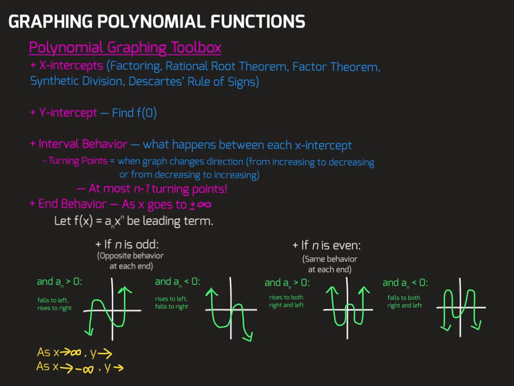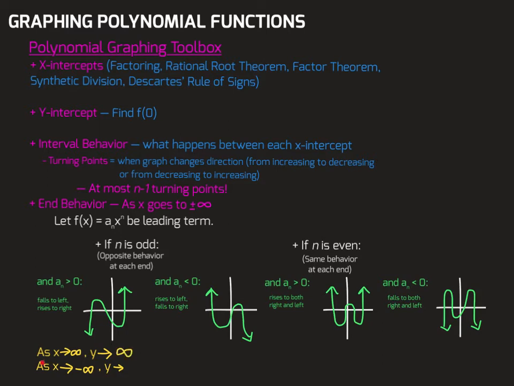So the way that limit statements work is they always start with "as x goes to blank." In this case, our top one says as x goes to infinity. Remember, here's x, so as it gets bigger and bigger, what is happening to y? Well, because this arrow is pointing up, y will also be going to positive infinity.